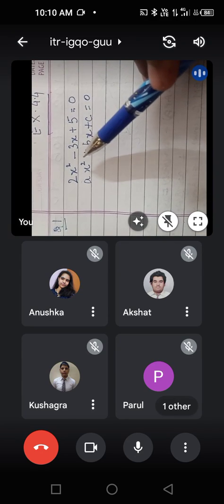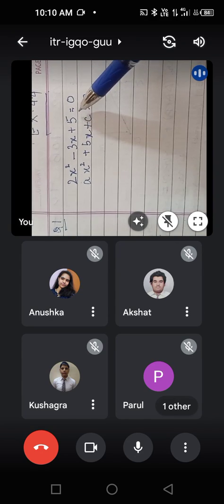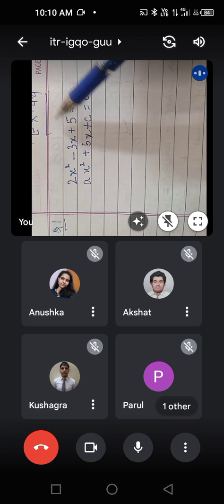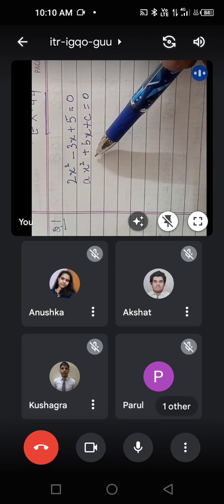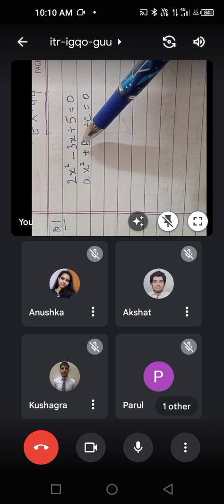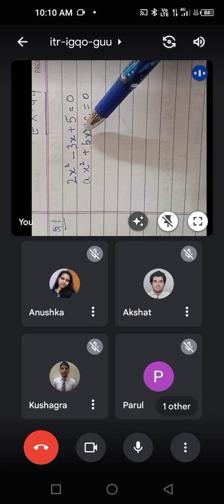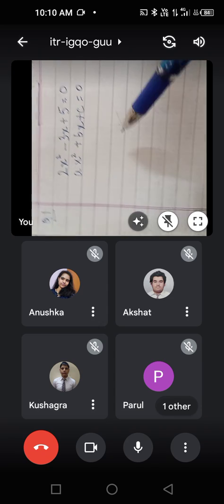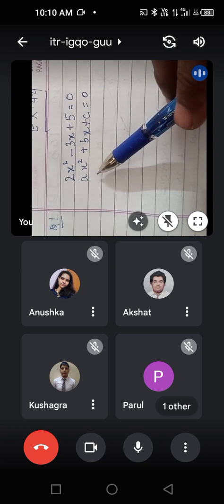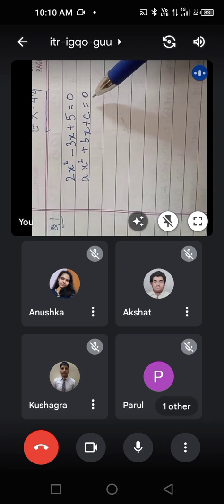Here you have to find out the nature of roots of this quadratic equation. NCERT exercise 4.4 question number 1, part A. You have to find the nature of the roots, and if the roots are real, then you have to find the roots first. So we know that the standard quadratic equation is ax square plus bx plus c is equal to 0.